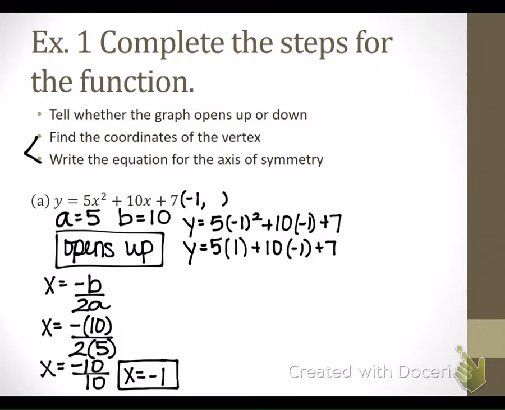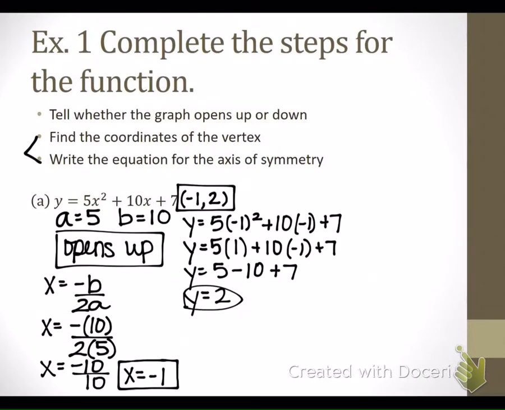And now we can multiply. What's 5 times 1? 5. Plus, okay, so really we can just put negative 10. Bring down that plus 7. So what does y equal? Y equals negative 3. All right, what's 5 minus 10? Negative 2. Okay, listen to me. What's 5 minus 10? Negative 5. Negative 5 plus 7? Positive 2. And so I plug that into my ordered pair, and there is my vertex.